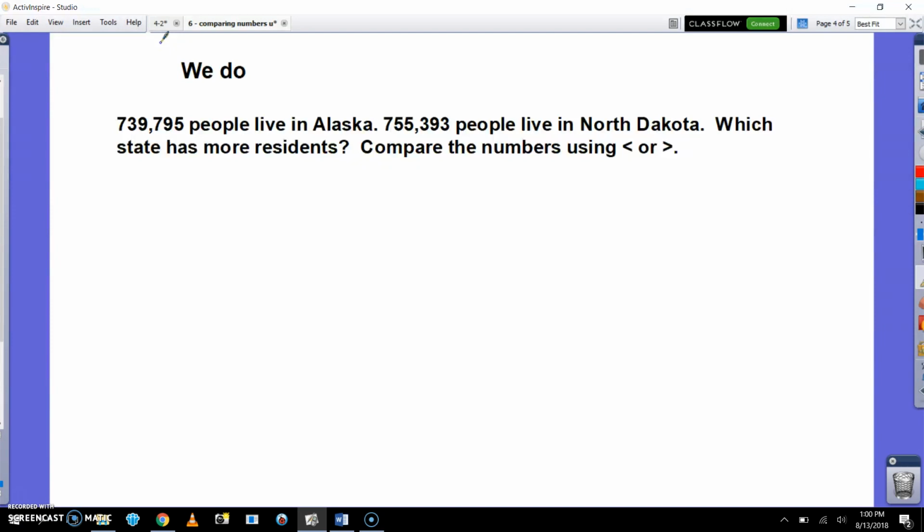739,795 people live in Alaska. 755,393 people live in North Dakota. Which state has more residents? Compare using greater or less. All right, so here's my strategy. I'm going to list the two populations right over each other so I can compare them easily.